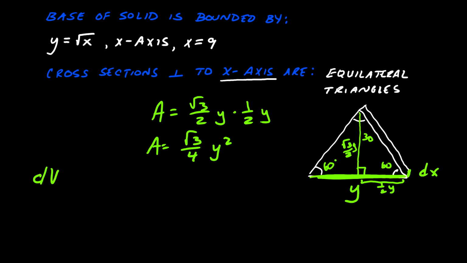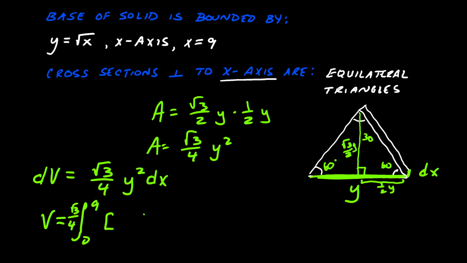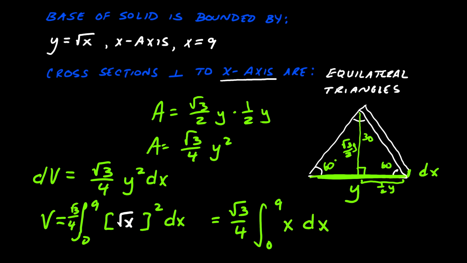So if we were to write this as the piece of the volume that we're looking at, it's equal to root 3 over 4 times our side length squared, y squared dx. Or for our particular problem, the volume is going to equal, I like to put root 3 over 4 out here, and we'll go from 0 to 9. And our side length squared, again, I'm going to leave it like this. So you can see whatever our side length is going to be, we can just substitute that in. Or we can write this as root 3 over 4, the integral from 0 to 9. Root x squared is simply going to be x dx. And again, we have a fraction of our last answer.